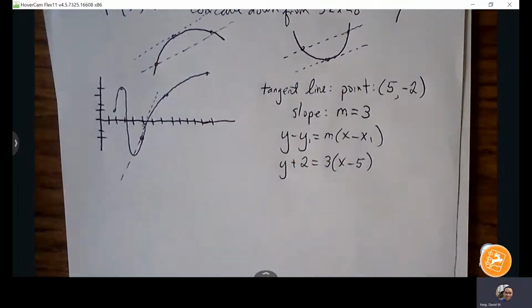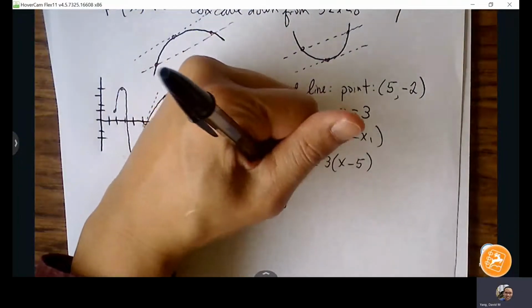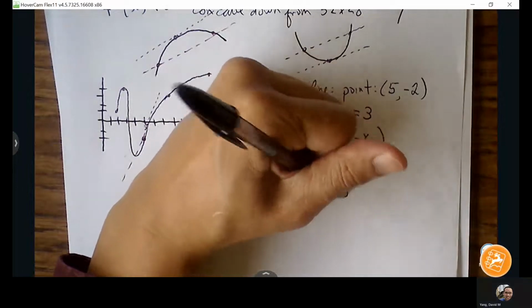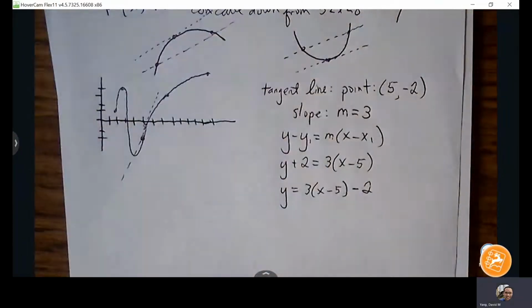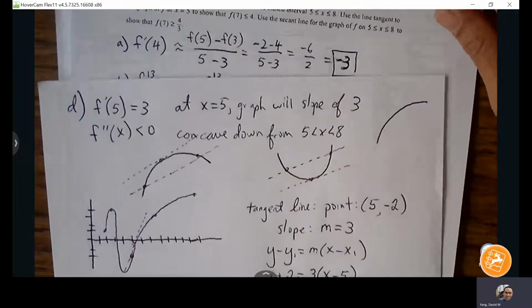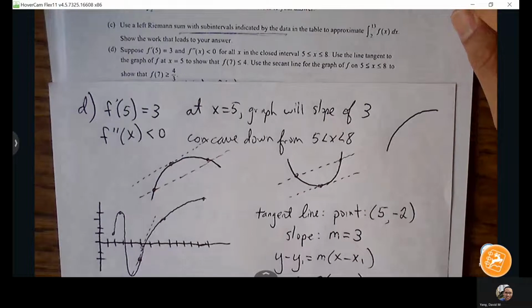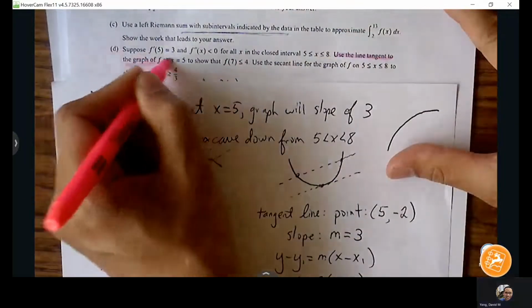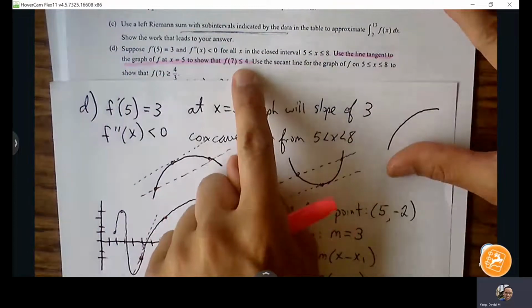Okay, I'm just going to rearrange here, at least make it a little bit cleaner. I'm going to move that 2 over to the other side. Okay, there's my tangent line. Now the problem says use the tangent line to show that f of 7 is less than or equal to 4.